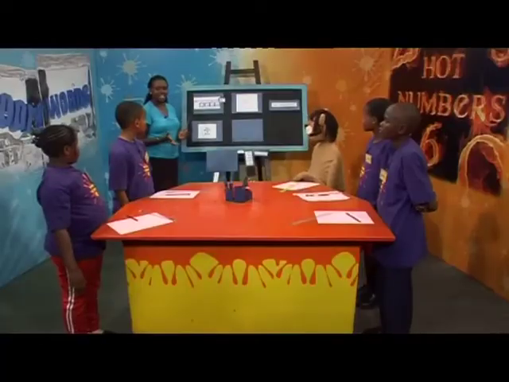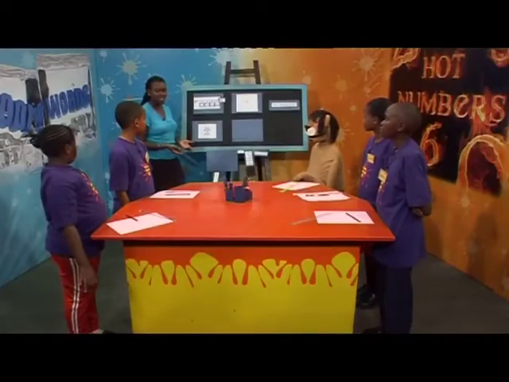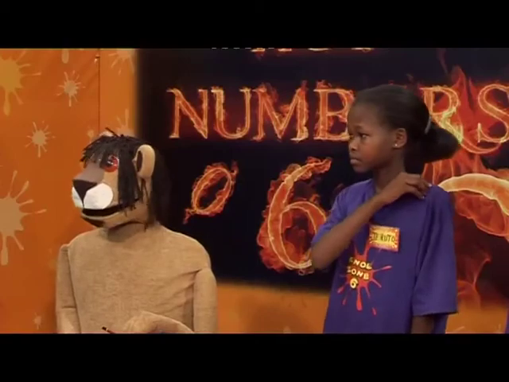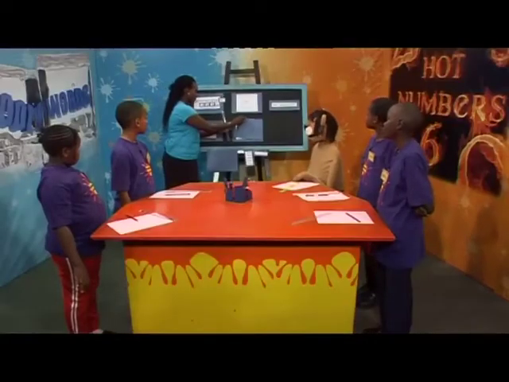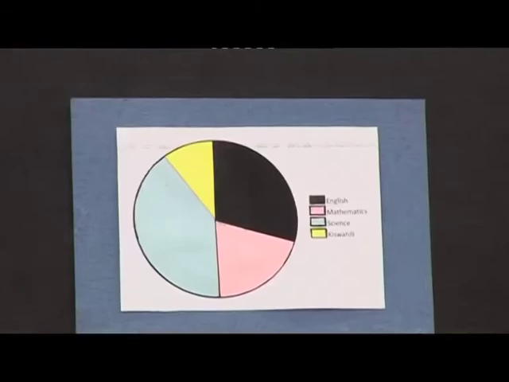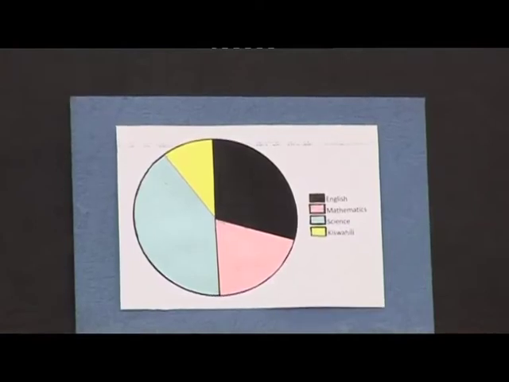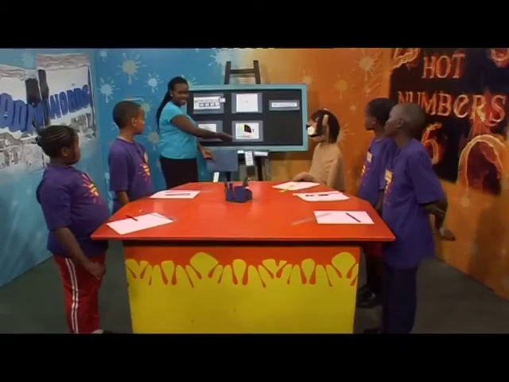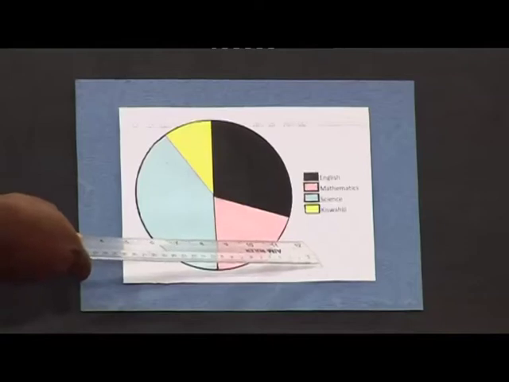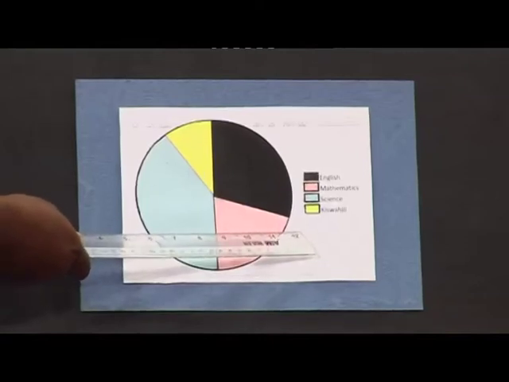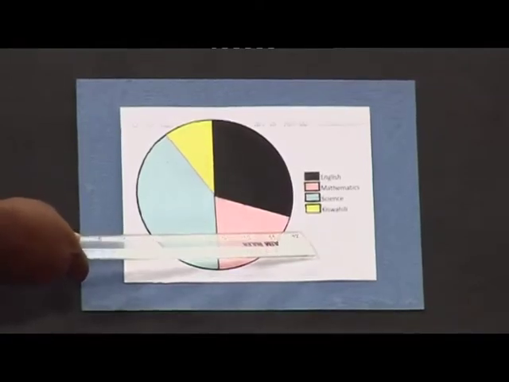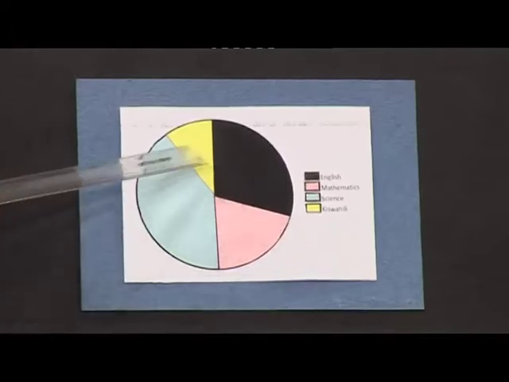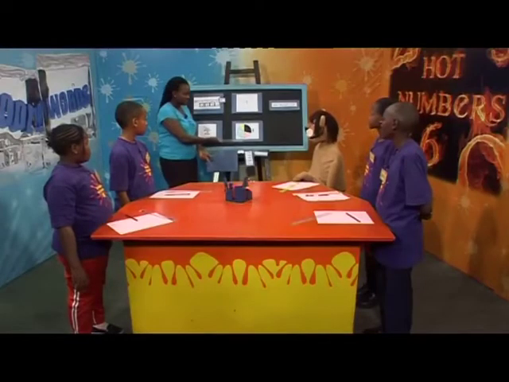To differentiate the sections, you should shade them in different colors or shading styles, just like this. So let's have a look at this one. Then write a key for guidance as to which color represents which subject. And you can also label the sections directly on the pie chart.